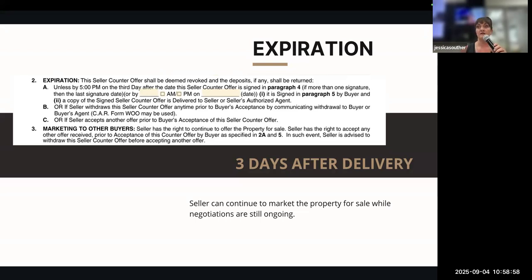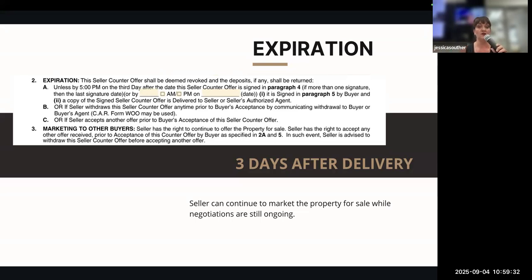Now, what happens if you haven't heard back from the buyer yet and your seller goes, oh, wait a minute, I actually wanted to change this part of the counter? You can do B, you can withdraw on the WOO form, the WOO, and redo a new one. Or if another buyer comes in and has a better offer and you accept that, your seller can accept another offer if this one hasn't come back from the buyer yet within that expiration time.